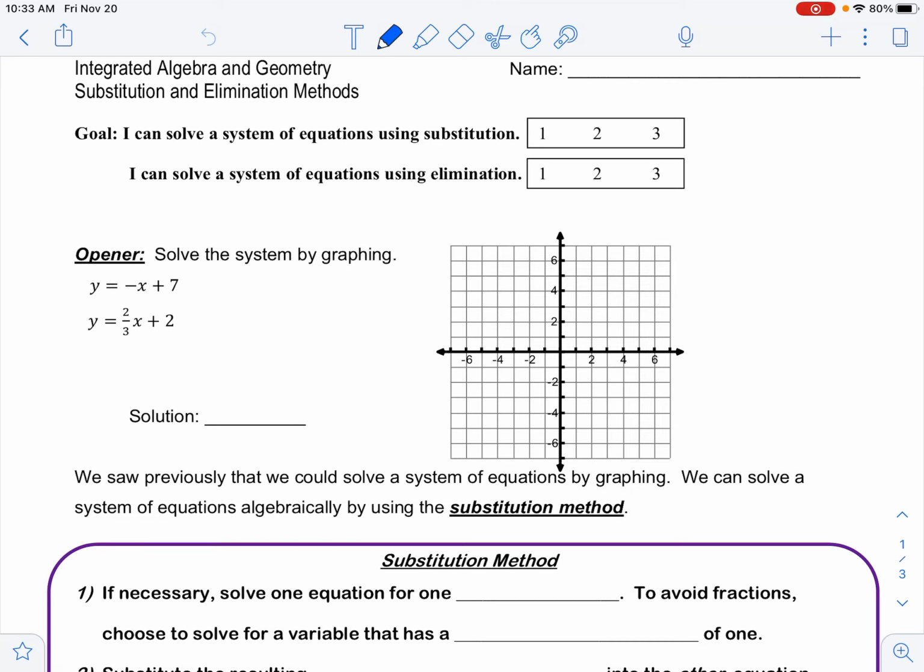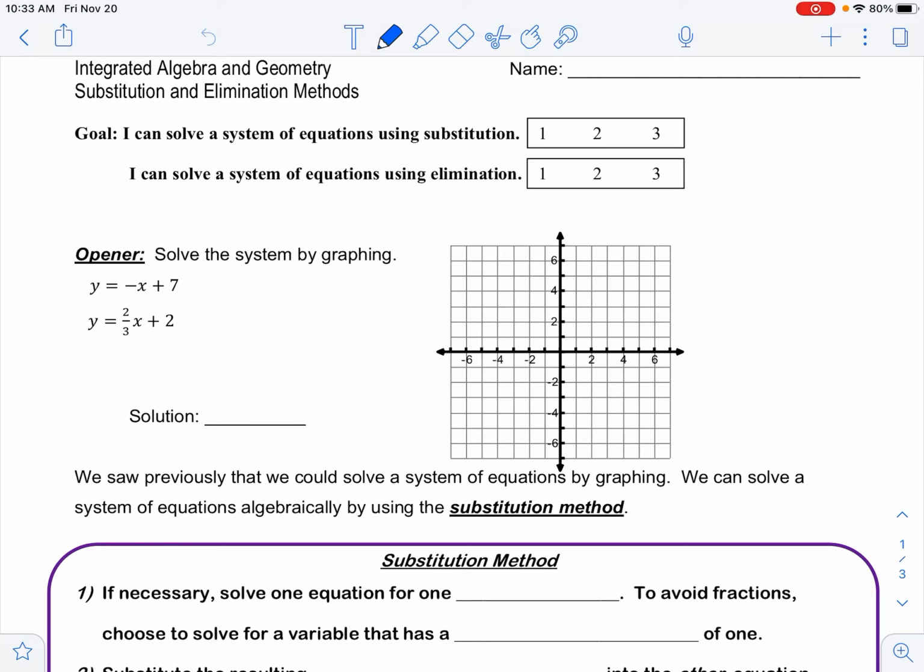All right, so this video is on substitution and elimination methods. It's two more ways to solve a system of equations. So we already learned how to solve a system by graphing. Now we're going to do substitution and elimination. Go ahead and pre-rate yourself on how you feel about these two methods.